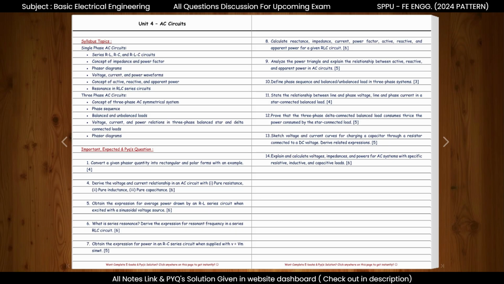State the relationship between line and phase voltage, line and phase current in a star-connected balanced load. In a star connection, the line voltage equals square root of 3 times the phase voltage, and the line current equals the phase current. These relationships are crucial for solving problems in three-phase circuits.